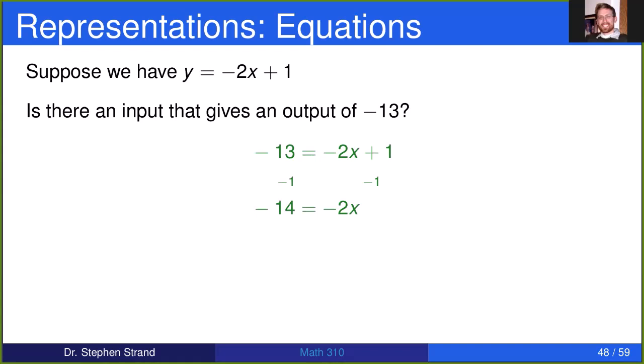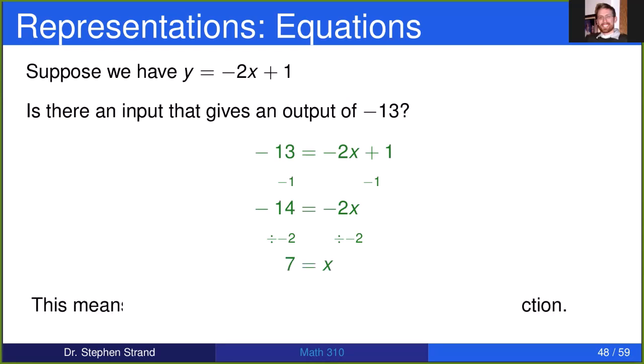And at this point, we can probably reason our way to what value of x would make this true. But we can also follow the rules of algebra and try to isolate the x. So we could divide both sides by negative 2, break both sides up into 2 equal groups, and then each group would be x and 7. So x should be 7 to make this true.